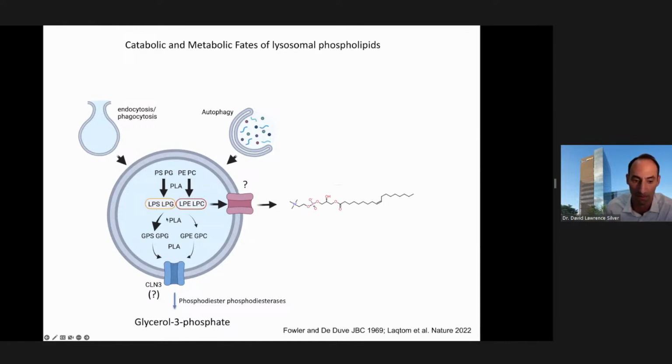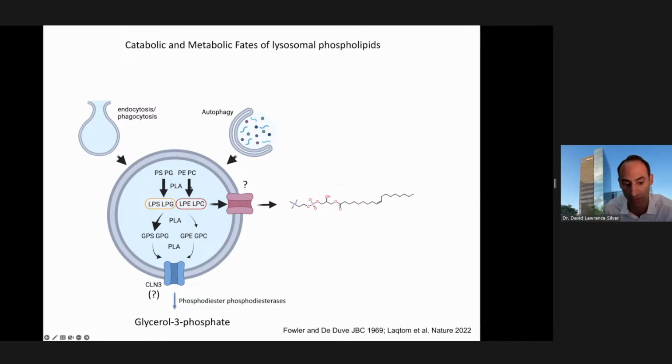derived from these phospholipids. Ultimately, lysophosphatidylserine, lysophosphatidylglycerol, as well as lysophosphatidylinositol, which is not shown here, get further degraded or hydrolyzed by phospholipase to produce glycerophosphoserine, glycerophosphoglycerol, and as well as this pool of LPE and LPC, to a smaller extent, get hydrolyzed to GPE and GPC, where just recently a paper in Nature implicates the putative transporter CLN3 in the removal of these glycerophosphodiesters back to the cytoplasm.